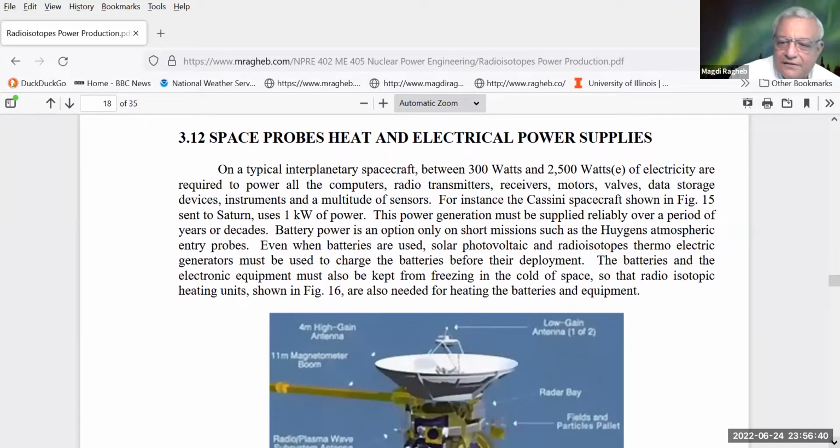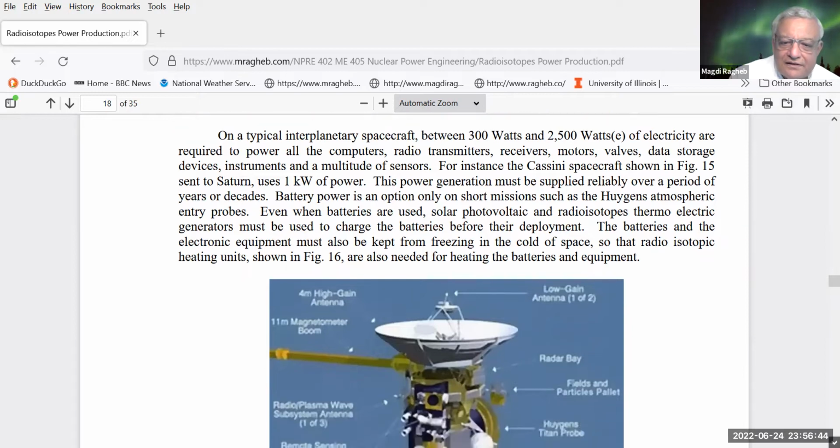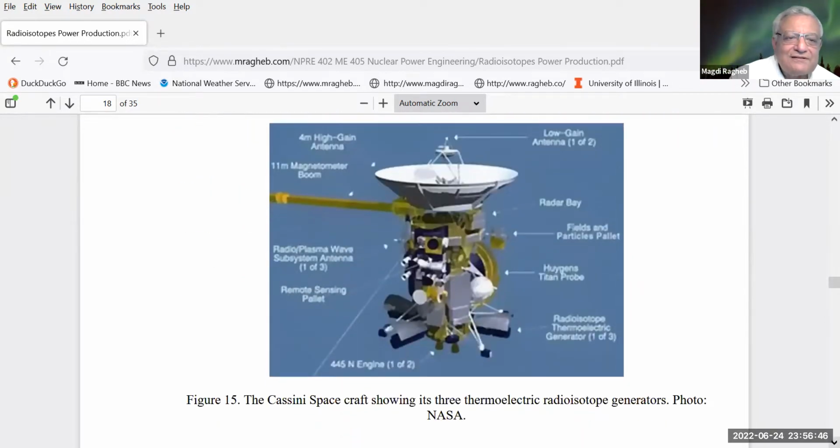So let's look here at some of the space probes and their electrical power supplies. What we are talking about is not pie in the sky. This is the Cassini spacecraft. This is the size of a bus. It was sent by the space shuttle to, I think Cassini was sent to Saturn. And let us look here at the bottom here. 1, 2, 3, 4. Read here, radioisotope thermoelectric generators. Oh, there are 3 of them.